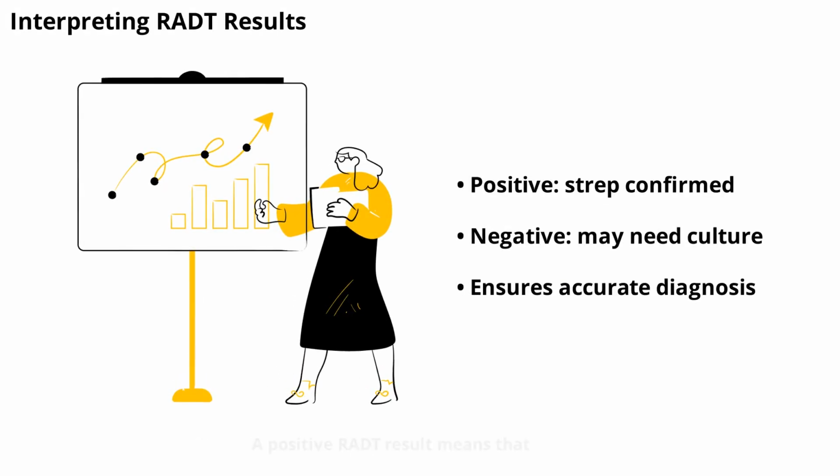A positive RADT result means that group A Streptococcus antigens were detected, confirming a strep throat diagnosis and supporting the use of antibiotics. A negative result suggests that strep bacteria are not present, but because the test can sometimes miss infections, a follow-up throat culture may be recommended, especially in children or high-risk patients. This approach helps ensure that cases are not missed and that treatment is appropriate.